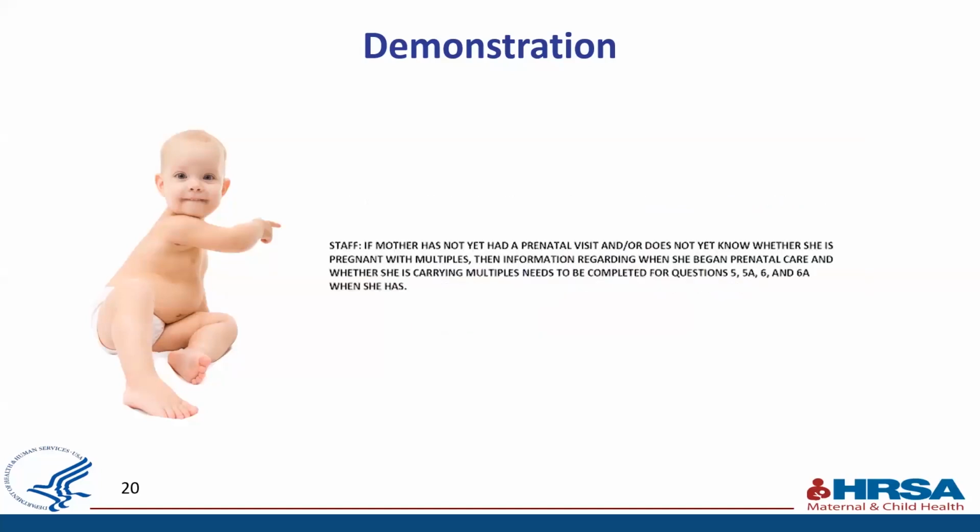If the participant responds to questions 5 through 6A that she has not yet had a prenatal visit and/or she does not yet know whether she is pregnant with multiples, mark questions 5 through 6A and plan to revisit them once the participant has had a prenatal visit.